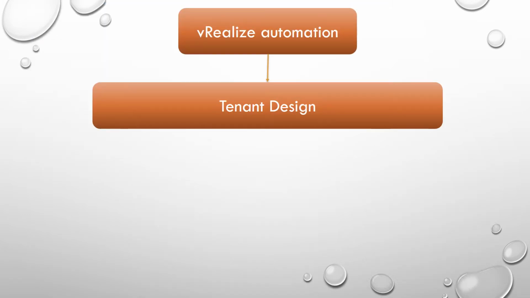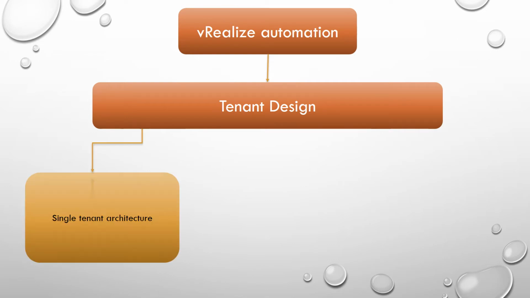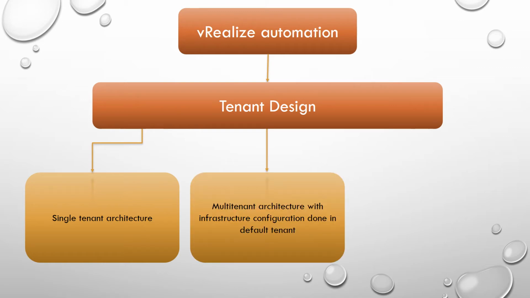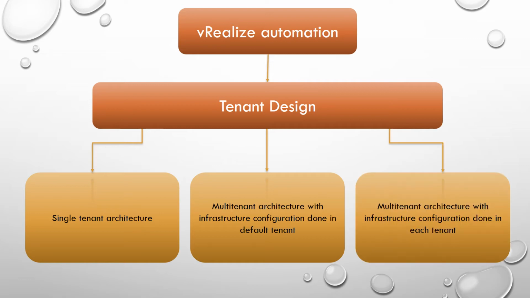So up until now, we have learned that we can have single or multiple tenants in an environment. Depending upon the scenarios, we might want to think about the tenant design. We have three choices for tenant design. The first one is the single tenant architecture. Your second type of design would be multi-tenant architecture with infrastructure configuration done in the default tenant. And the third one will be the multi-tenant architecture with infrastructure configuration done in each tenant. Let us now discuss each of these tenant designs.